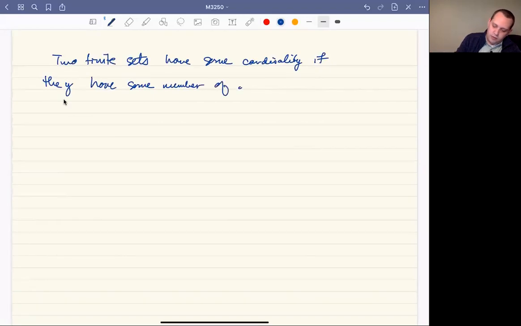Again, I'm really repeating myself here. We've already said that. If two sets have the same number of elements, then they have the same cardinality. That's kind of how we define cardinality to begin with. But there's a reason why I want to revisit this.